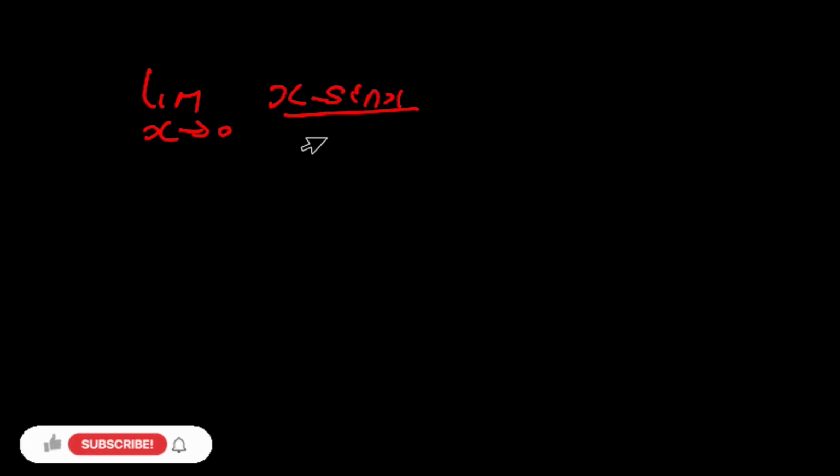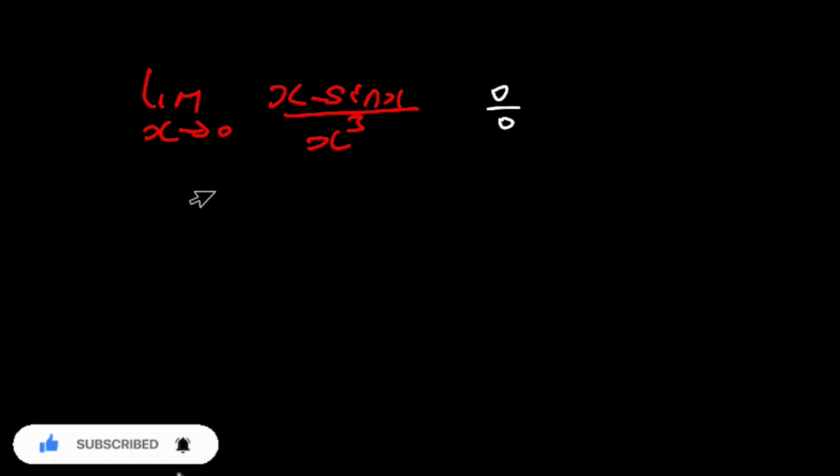So let's solve another question. Limit as x approaches 0 of (x minus sin x) over x raised to power 3. Now upon direct substitution, this will still give us 0 over 0. Alright, so let's solve it.